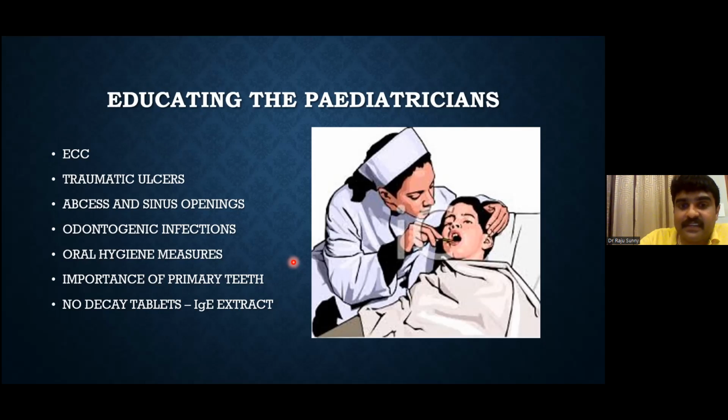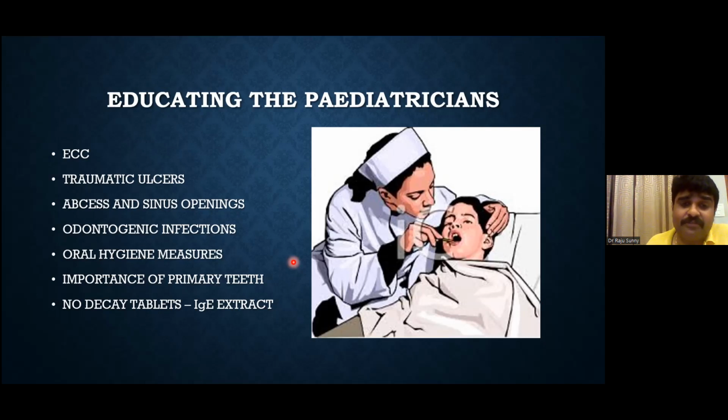And when I said the cost of the treatment, they said, oh, doctor, for a small tooth with small caries and this infection, why are you charging so much? See, that is the mentality of the parents as well as the doctors in our community. They are ready to spend thousands and thousands for investigations, but they have less idea about oral diseases, odontogenic infections, sinus abscess, how to take care of the oral cavity, and the importance of primary teeth.